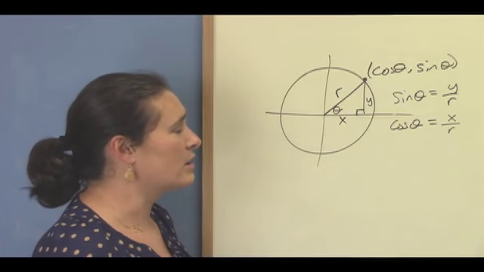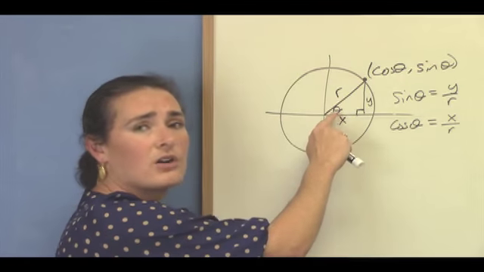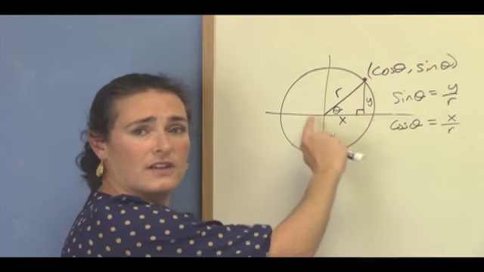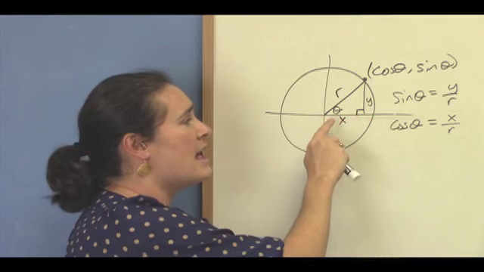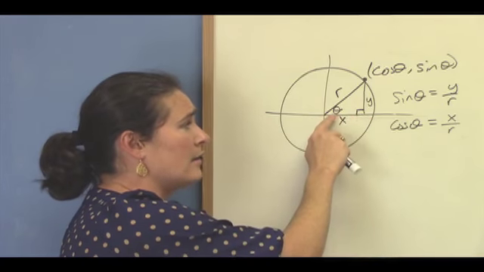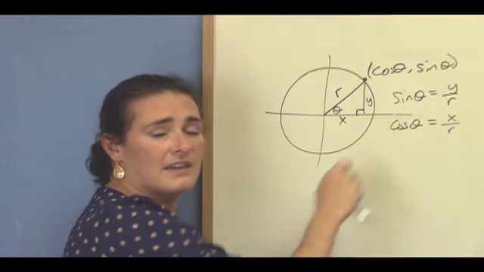One last thing before we look at the next slide is that this central angle will always be placed here on the xy coordinate plane. It will always have one side horizontal. It'll always start from the positive x-axis.